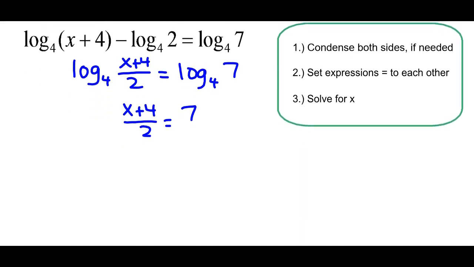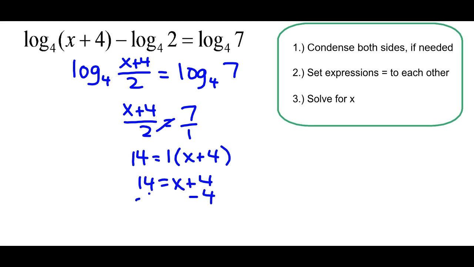x plus 4 over 2 is a fraction. Let's make 7 look like a fraction, and now we have a proportion. So 2 times 7 is 14. That equals 1 times x plus 4. So 14 equals x plus 4. 10 equals x. Double check, is it okay to have 10 in the expression here? 10 plus 4 gives me a positive result, so yes, that's okay.